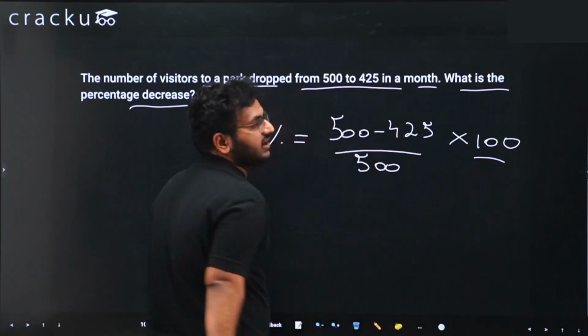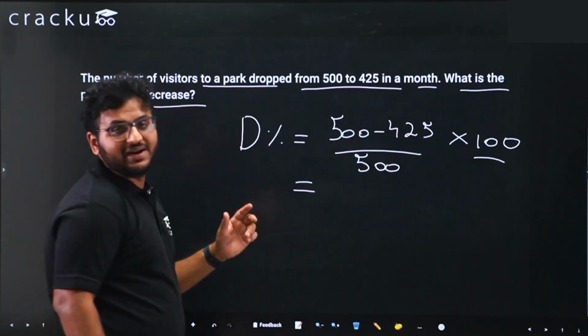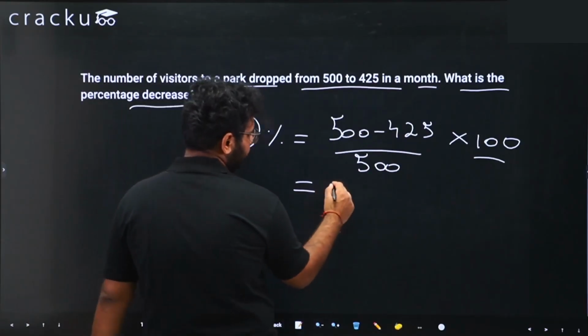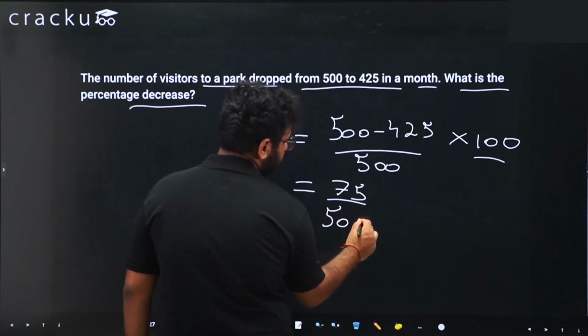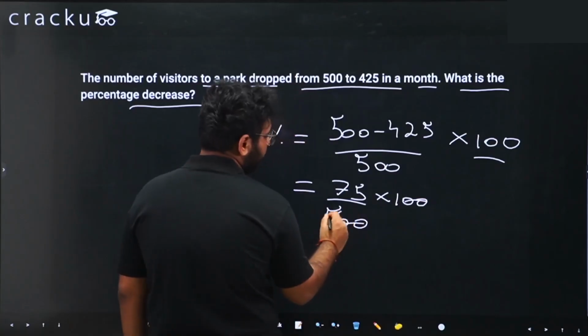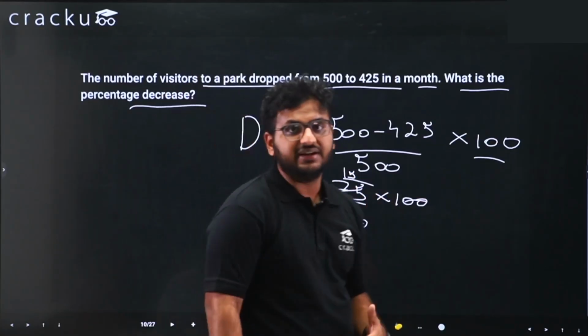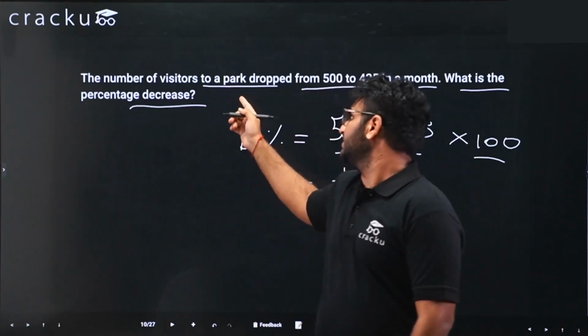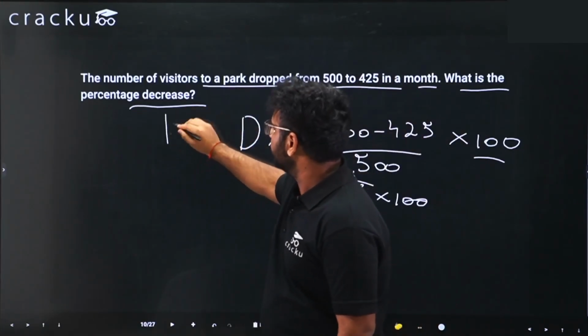Percent is always out of 100, so we will always multiply by 100. So 500 minus 425 is 75, divided by 500 into 100. So 0 gets cancelled. 5 into 15 is 75. Hence, the decrease in the number of visitors to the park is equal to 15%.